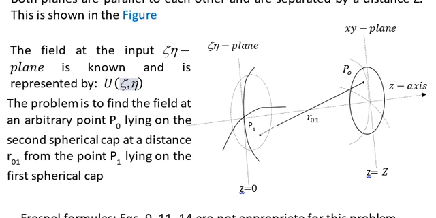We have two planes, the zeta eta plane, and another plane parallel to it, the xy plane, located at a distance capital Z from that one. So at z equal to 0 we have the zeta eta plane, and we have a point P1 located on the spherical cap shown here, and the plane is tangent to the spherical cap. On the right hand side we have another spherical cap, and P0 is any point of observation on this spherical cap, which is also tangent to the xy plane.